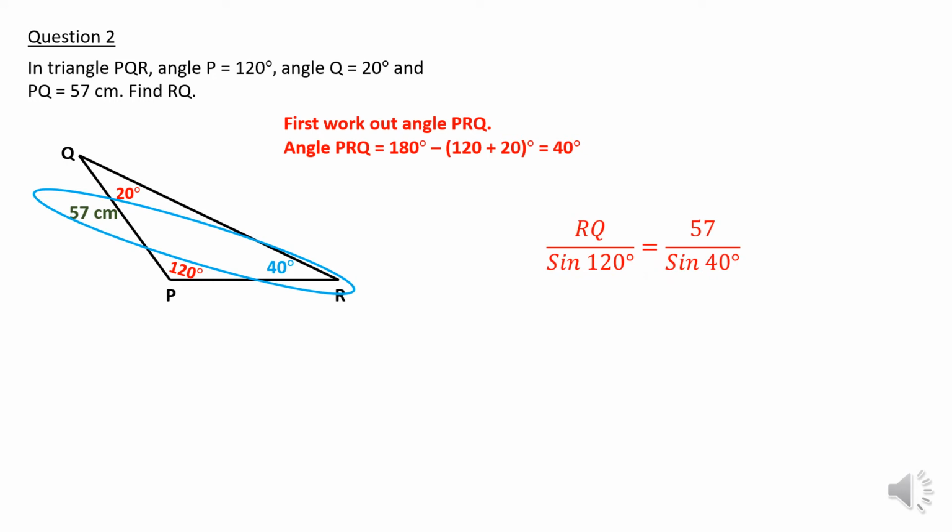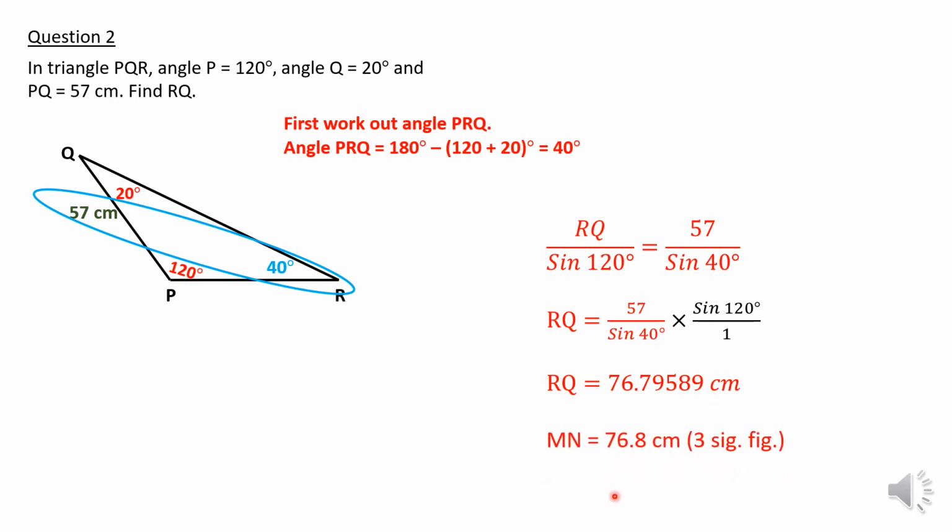So when I bring in my solution here, again, I'm looking for a side, so I'm putting the sides on top. And RQ, the angle that is opposite RQ, is 120 degrees. And you equate that to 57 over sine 40. And you multiply throughout by sine of 120 degrees. Well, you're going to get RQ is 76.79 and so on. And then you give this answer to three significant figures, which is 76.8 centimeters.